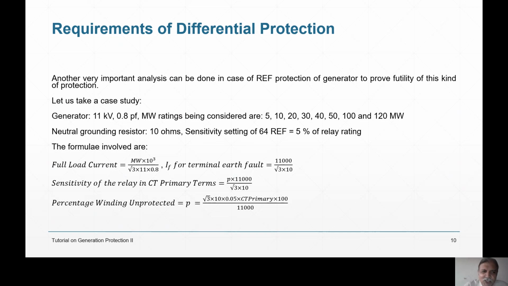But anyway, if you see this simple analysis, we consider a constant neutral grounding resistor of 10 ohms and sensitivity we keep at best 5%. If we do this analysis, and the formulas are known, full load current is megawatt into 10 raised to 3 divided by root 3 into 11 into 0.8. 0.8 is the power factor we assume. For terminal earth fault, it is 11,000 by root 3 into 10, because 10 ohm is the neutral grounding resistance. Sensitivity of the relay is P into 11,000 by root 3 into 10. And therefore, percentage winding unprotected you can calculate.